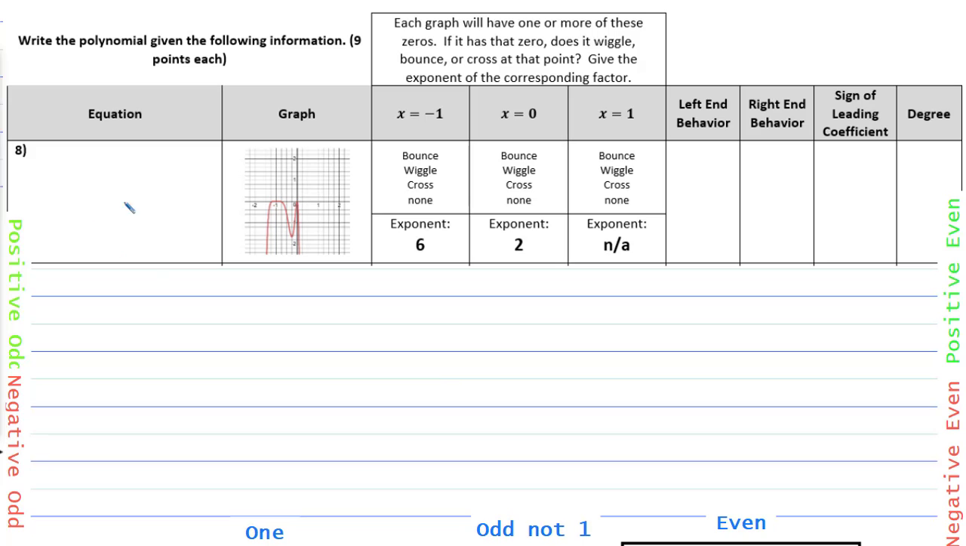Last one of these. So a 6 is even, so a bounce. A 2 is even, so a bounce. And is not applicable. There is no exponent, so that means that it's none. So that means we're not going to have that factor show up. Left-hand side is going to negative, y is approaching negative infinity.